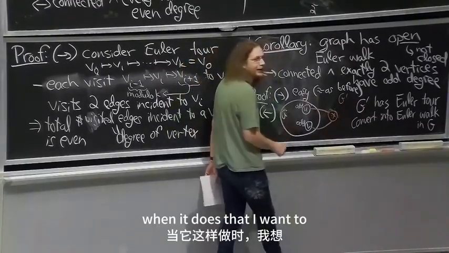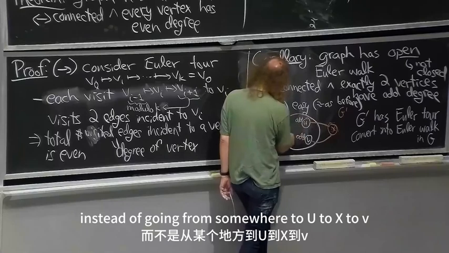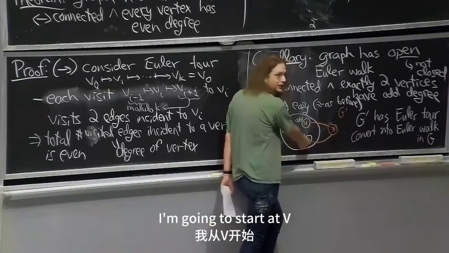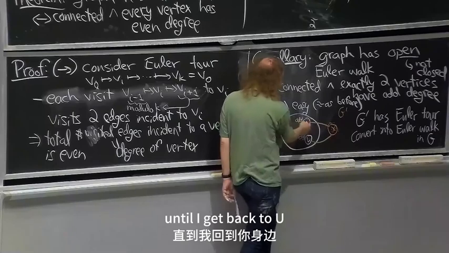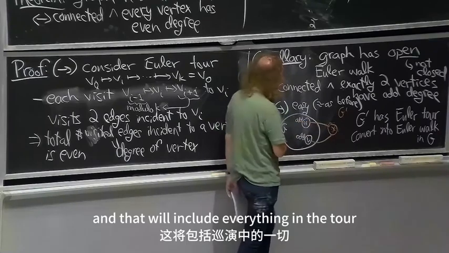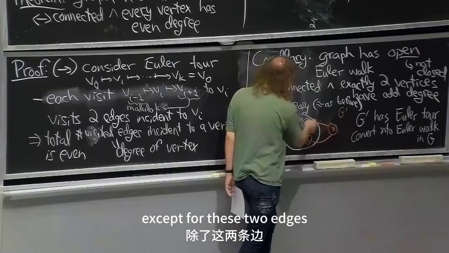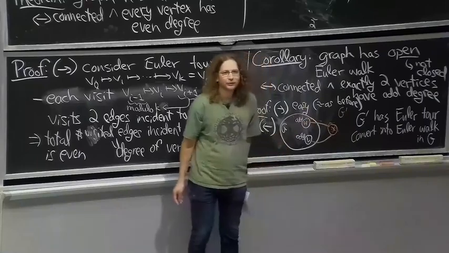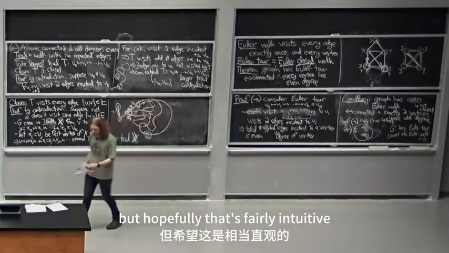And when it does that, instead of going from somewhere to u to x to v, I'm going to start at v, and then I'm going to keep going along the tour until I get back to u. And that will include everything in the tour except for these two edges. And so that actually will be an Euler walk in G. So that maybe went a little fast there, but hopefully that's fairly intuitive.